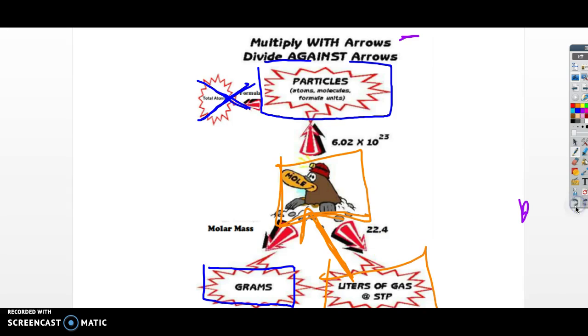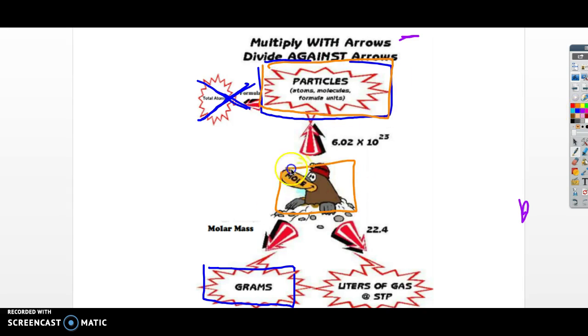Okay. So let's go back here. Let's say I wanted to go from particles to moles. They'll give me some number of particles, which could be atoms, molecules, or formula units. And I want to calculate moles. Notice I'm going to be going against the arrow again. You should already know. So I'm against the arrow. I'm going to divide whatever they give me for particles by this number.